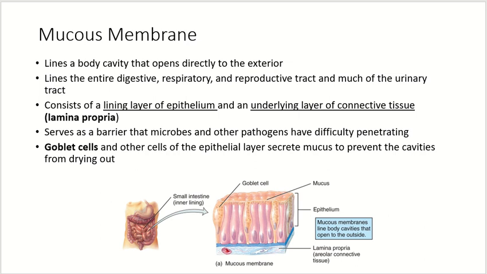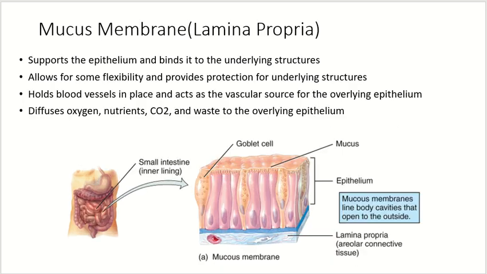Goblet cells, as well as other cells that are found within our epithelial layer, are going to be responsible for secreting mucus, and this is going to help to provide that protective layer, and is also going to help to prevent the cavity from drying out. Useful function there, I suppose, if a little bit gross. But anyhow, so that's our mucous membrane.